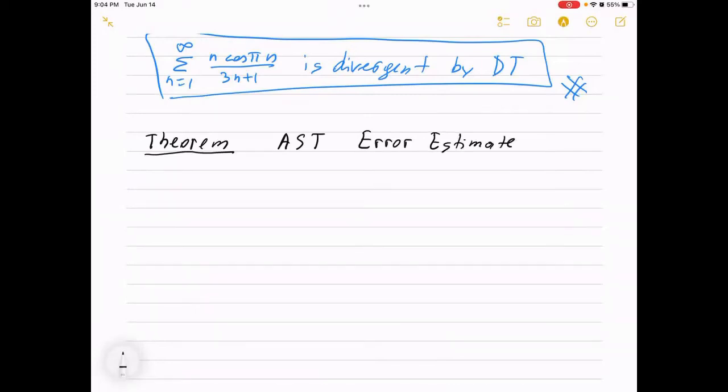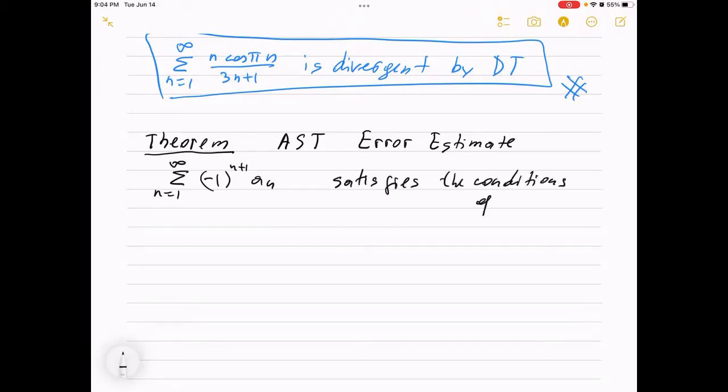So what we do is we suppose that we start with the series the sum of (-1)^(n+1) a_n, n from 1 to infinity, and we assume that we are under the conditions of AST. So we assume that this series satisfies the conditions of the alternating series test. Okay? Because the series satisfies the conditions of AST, it is convergent.